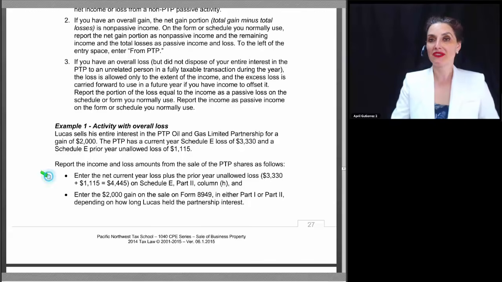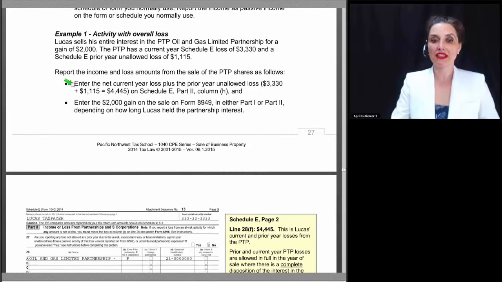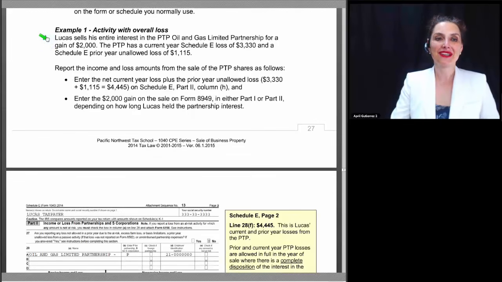So I'm going to take those instructions along with a couple of illustrations that the IRS has and actually put those on tax forms so you can understand what those words are saying. And here we have the first example, which is for a character named Lucas, and he sold his entire interest in the PTP Oil and Gas Limited Partnership for a gain of $2,000. The PTP had a current year Schedule E loss of $3,330 and a Schedule E prior year unallowed loss of $1,115.